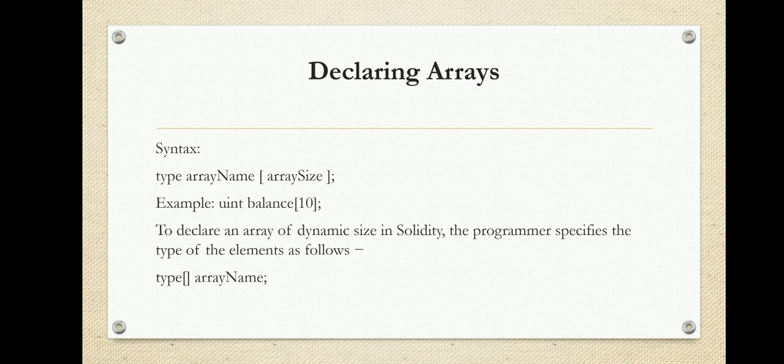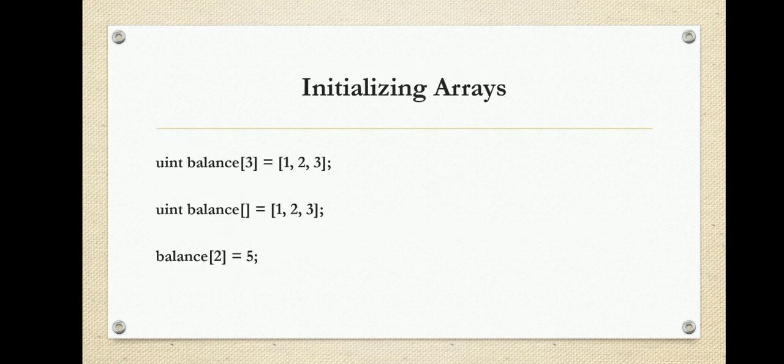To declare an array of dynamic size in Solidity, the programmer does not have to specify the number of elements explicitly. In order to define the dynamic arrays, we have to specify the data type, after that the subscript, then the array name. This is the syntax in order to define the dynamic arrays. Okay, so now how to initialize the arrays?